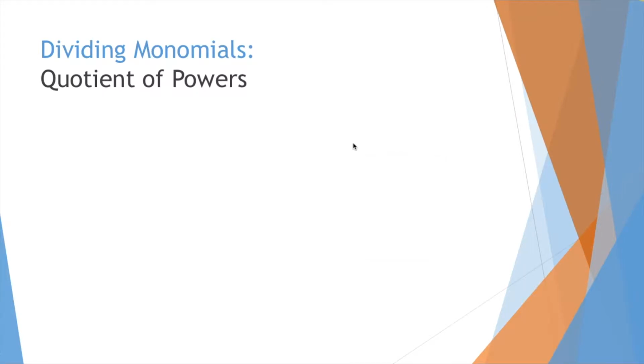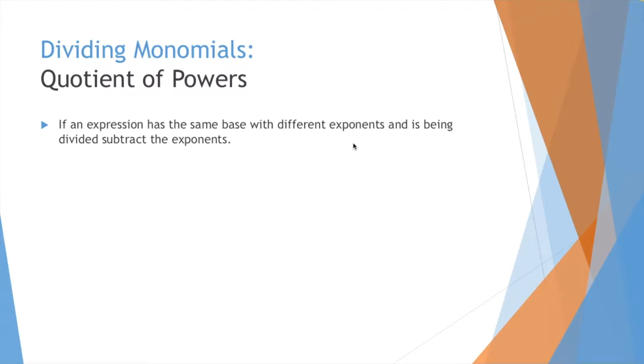When we divide monomials, it is known as the quotient of powers, meaning if I have the same base number in the numerator and the denominator, I can subtract the exponents. So here in this example, I have a base number of 5. I'm going to subtract 7 and 4, so 7 minus 4. It's always the top one minus the bottom one. That way I get 5 to the third.